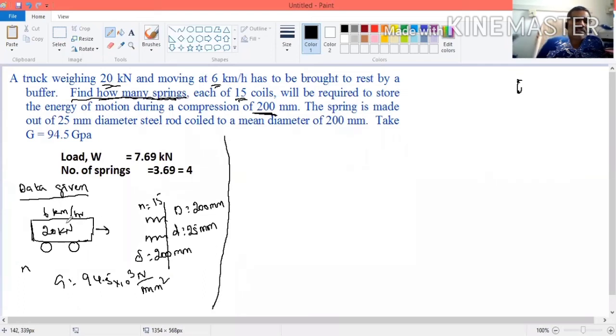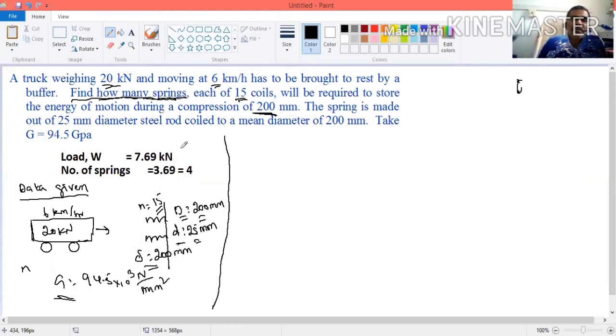So a truck of 20 kilonewton weight moving at 6 kilometer per hour is brought to rest by buffer springs. The number of coils in the spring is 15. Deflection allowed is 200 millimeter. The mean diameter of the coil is 200 millimeter, and the wire diameter is 25 millimeter. The modulus of rigidity of the material is 94.5 into 10 power 3 Newton per millimeter square.